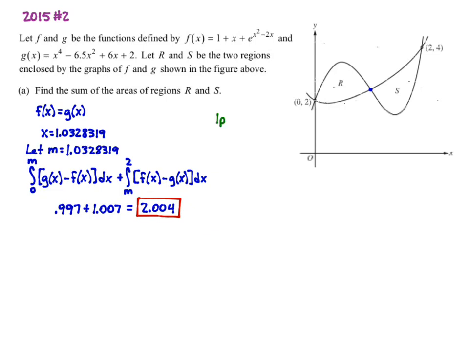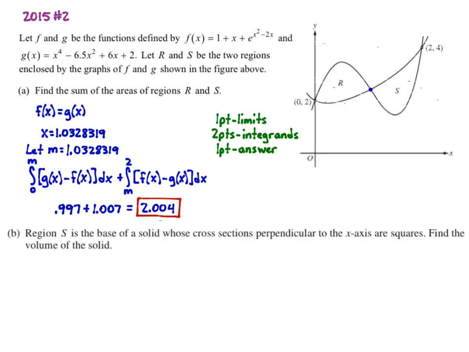All right, point values. You're going to get 1 point for having the correct limits. So basically you have two separate integrals, one from 0 to m, or one from 0 to 1.033, and one from 1.033 to 2. You're going to get 2 points for having your correct integrands, so noticing that it's g minus f over this interval and f minus g over that interval. And then you're going to get 1 point for your final answer.